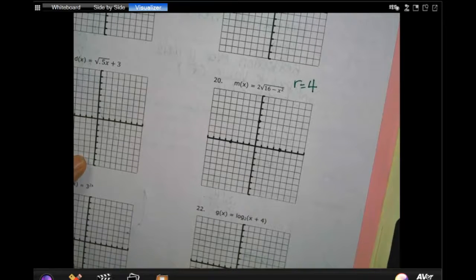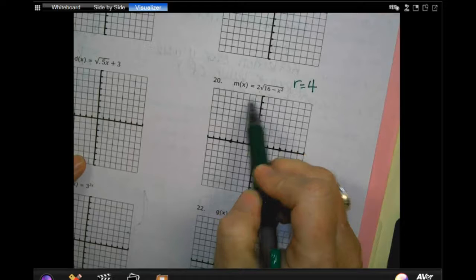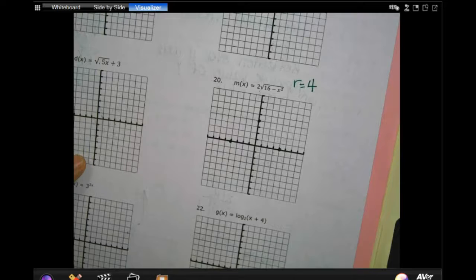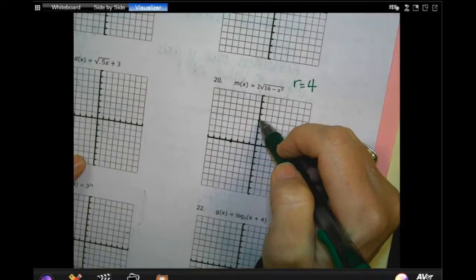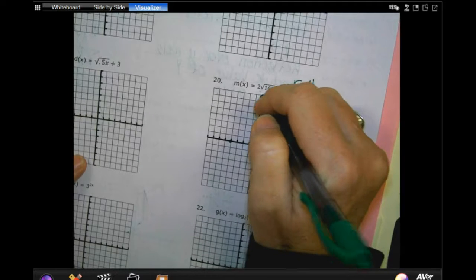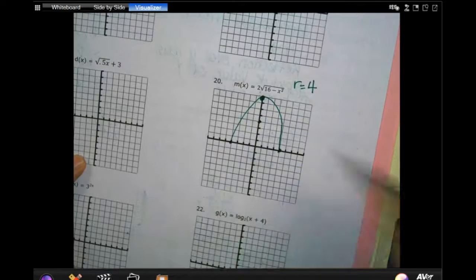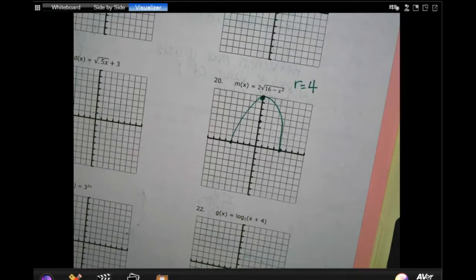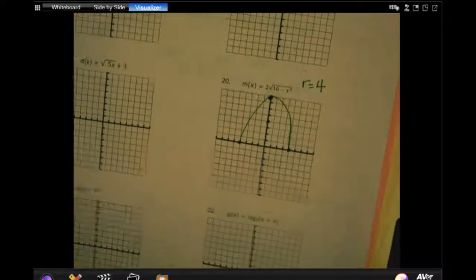Because the semicircle is only the top. So the 2 affects which value, x or y? So instead of 4, what would the 4 be? 8. So I'm going to move this up here, and I'm going to draw. Semi-oval. Okay, so finish graphing on the back, and I'll show you some of the answers before you go.